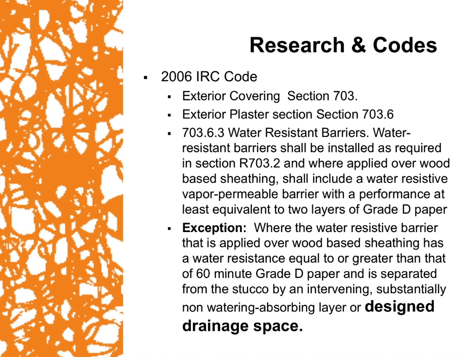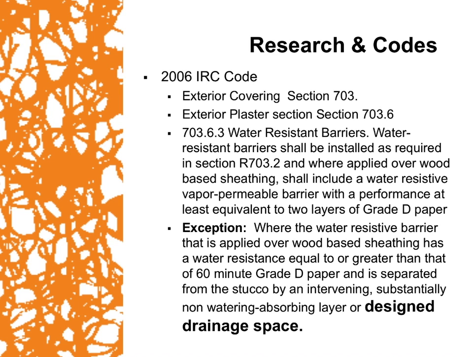2006 IRC Code, Exterior Covering, Section 703, Exterior Plastering, Section 703.6.3 Water-Resistant Barriers. Water-resistant barriers shall be installed as required in section R703.2, and where applied over wood-based sheathing shall include a water-resistant, vapor-permeable barrier with a performance at least equivalent to 2 layers of grade D paper. The exception: where the water-resistant barrier that is applied over wood-based sheathing has a water resistance equal to or greater than that of 60-minute grade D paper, and is separated from the stucco by an intervening, substantially non-water-absorbing layer or designed drainage space.